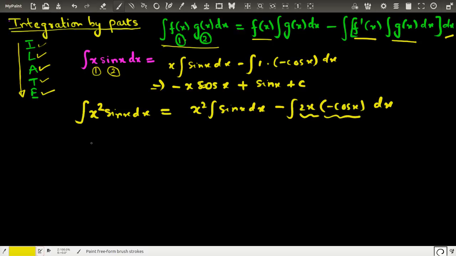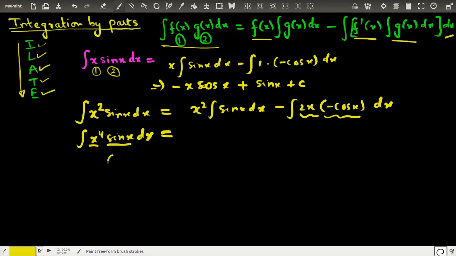Now what if the function was, let's say, x to power 4 into sin x? Then you have to do the integration by parts 4 times. So is there any shortcut? Yes, there is a shortcut. What you can do is, this is the first function and this is the second function.